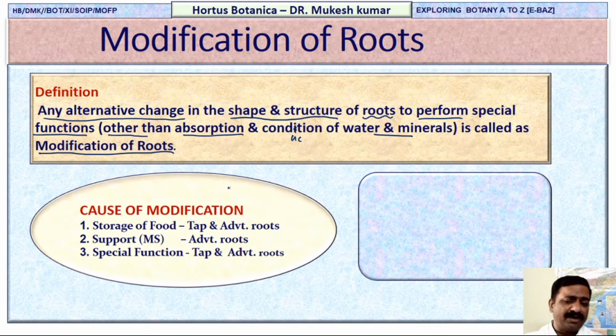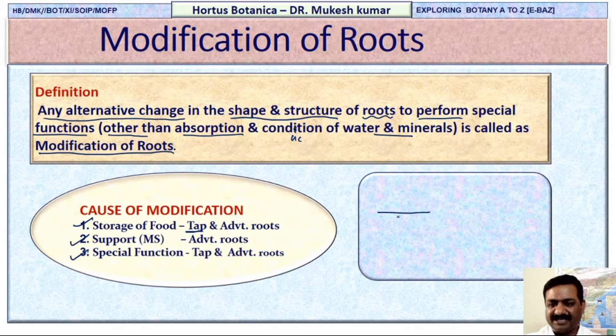Now, what is the cause of modification? Yes, mainly we have three causes of modification. First, storage of food. Second, mechanical support. And third one is the special function. But mind well, the taproot which is found inside the soil need not provide mechanical support. Are you getting my point?